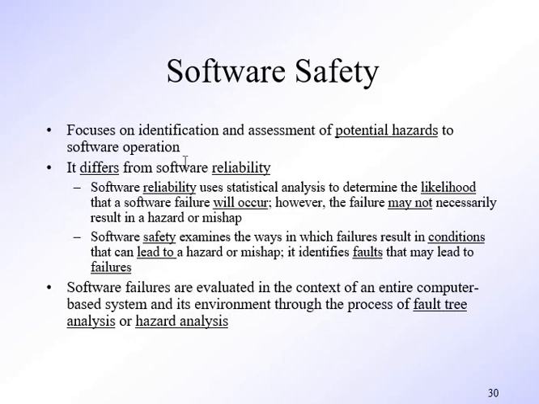Software safety focuses on the identification and assessment of potential hazards of the software operation. It differs from software reliability. Software reliability uses statistical analysis to determine the likelihood of failure. Software safety examines the ways in which failures result in conditions that can lead to a hazard. So software safety identifies the reasons that cause failures, and we are being safe from them by preventing those failures. This is nothing but software safety.